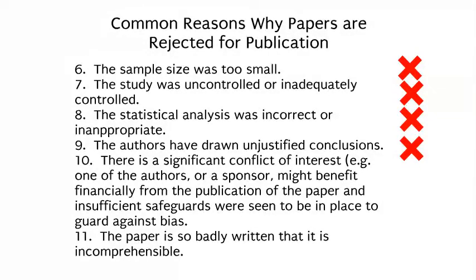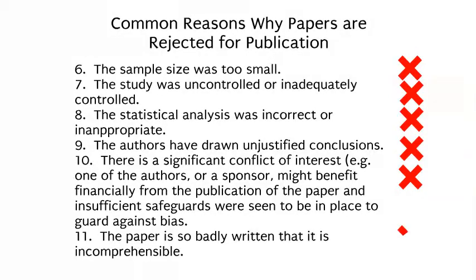Number 10, there is a significant conflict of interest. For example, one of the authors or sponsor might benefit financially from the publication of the paper, and insufficient safeguards were seen to be in place to guard against bias. The tendency to come up with biased conclusions is especially strong when we have a stake in the research.